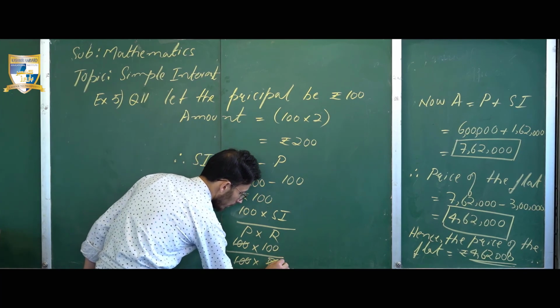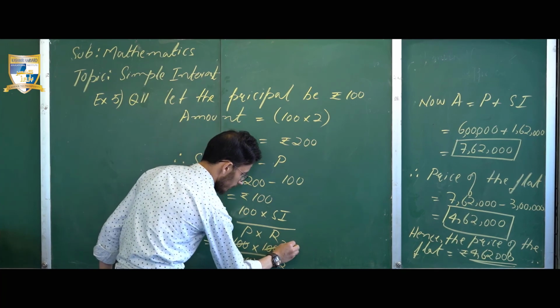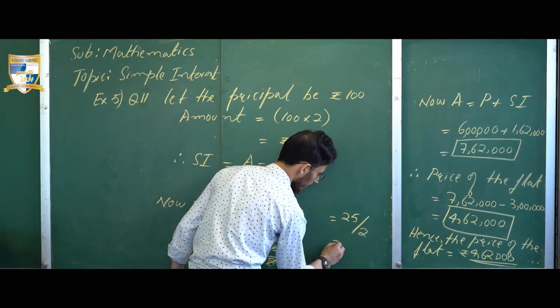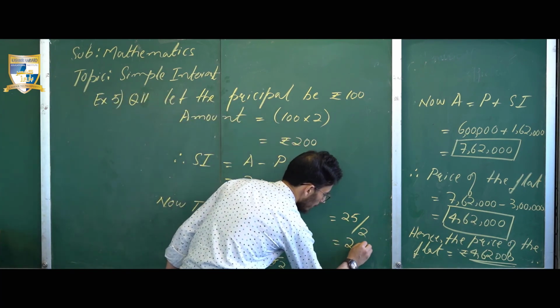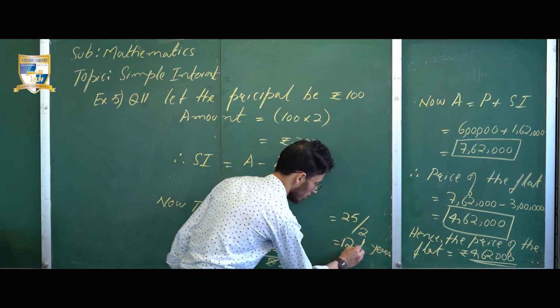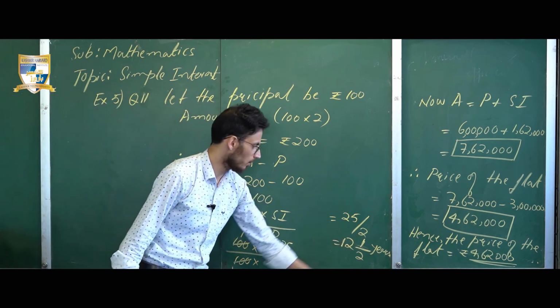4 2s are 8, 4 25s are 100. So after here we get 25 upon 2, when 25 is divided by 2, which is equivalent to 12 and 1 upon 2 years. Okay, sorry, 12 and 1 upon 2. So our answer is equivalent to 12 and 1 upon 2 years.